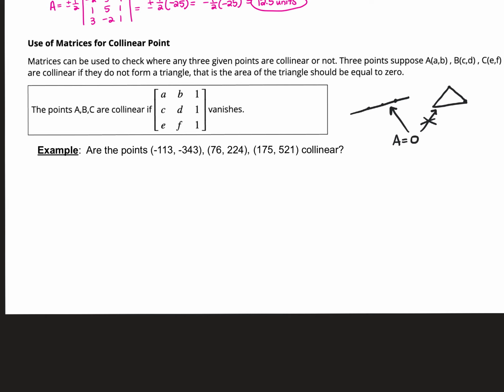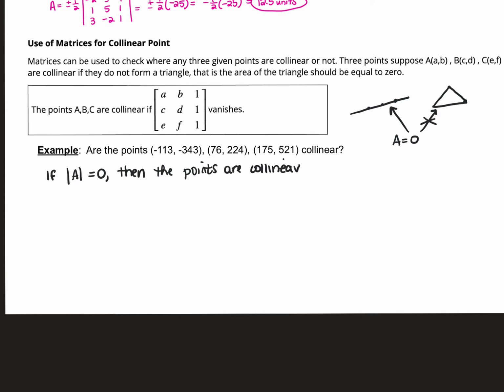Okay? So I would set this up, and we can do kind of the same thing we did before. Now the difference is I'm only concerned about whether or not the determinant ends up being 0. So I don't really need to worry about the 1/2. I'm not actually finding an area. So we're just going to see if the determinant, and I'll call it A, equals 0, then the points are collinear. So we're just going to create a determinant matrix here and see if it ends up being 0.